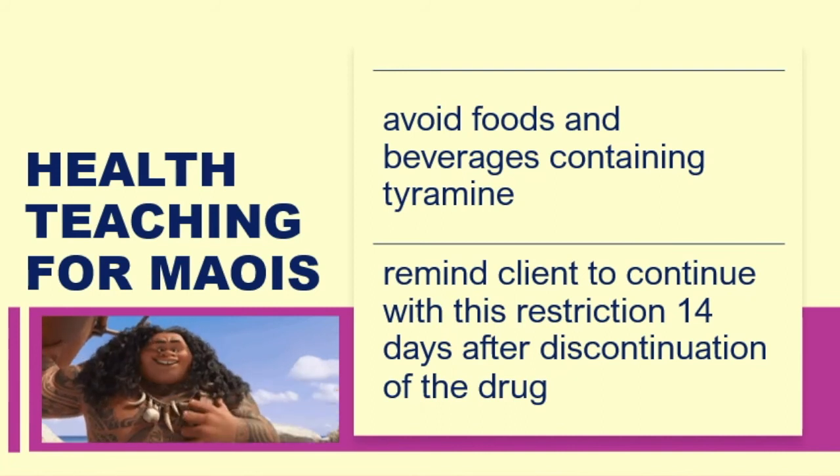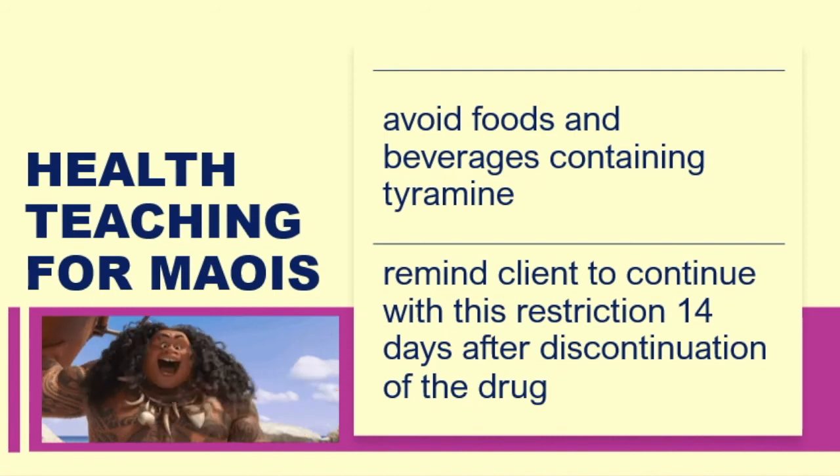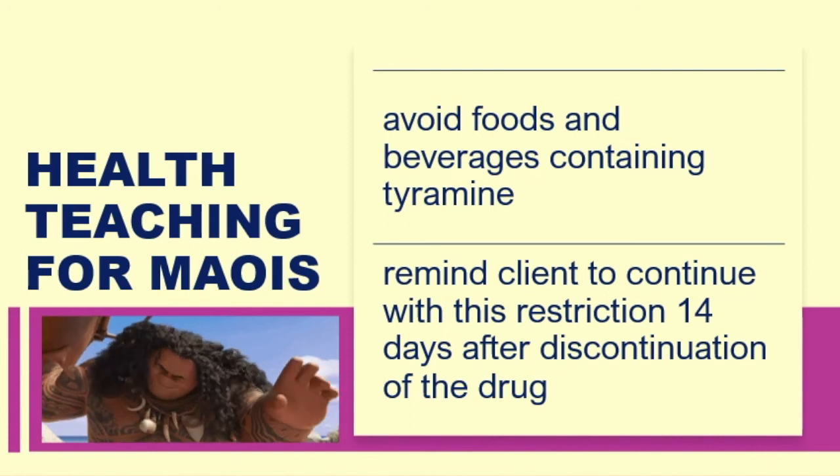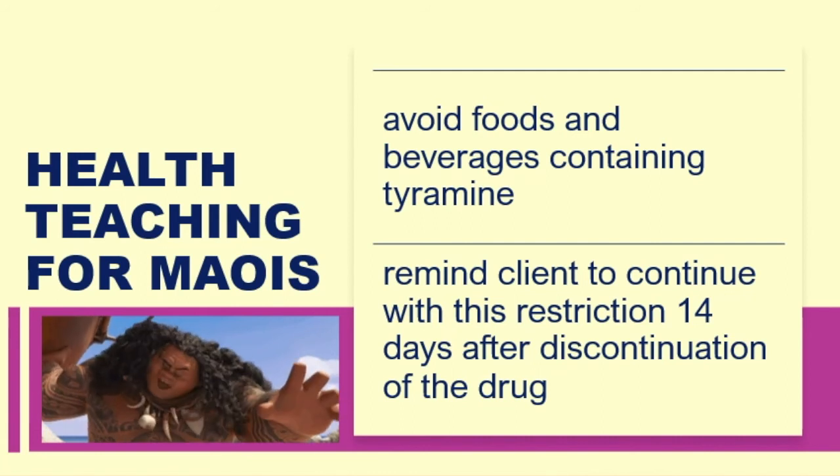Why? Remember, your tyramine is also a precursor in the production of your neurotransmitters, particularly your norepinephrine and your epinephrine. So if I would combine tyramine plus MAOI, you are increasing the levels of your norepinephrine and epinephrine to very high levels. And that would lead to what we refer to as a hypertensive crisis. And we don't want that to happen to our patient. And you remind the client to continue with this restriction 14 days after the discontinuation of the drug.